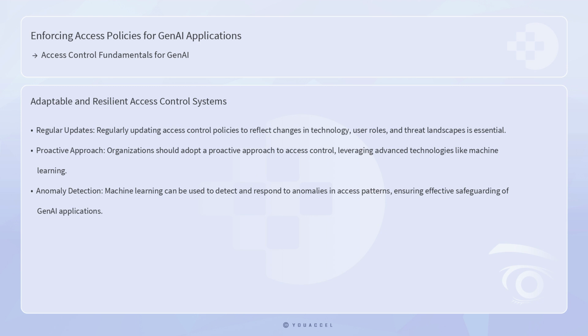Finally, the continuous evolution of GenAI technologies demands that access control systems be adaptable and resilient. This includes regularly updating access control policies to reflect changes in technology, user roles, and threat landscapes. Organizations should adopt a proactive approach to access control, leveraging advanced technologies such as machine learning to detect and respond to anomalies in access patterns. By doing so, they can ensure that their access control systems remain effective in safeguarding GenAI applications against emerging threats.